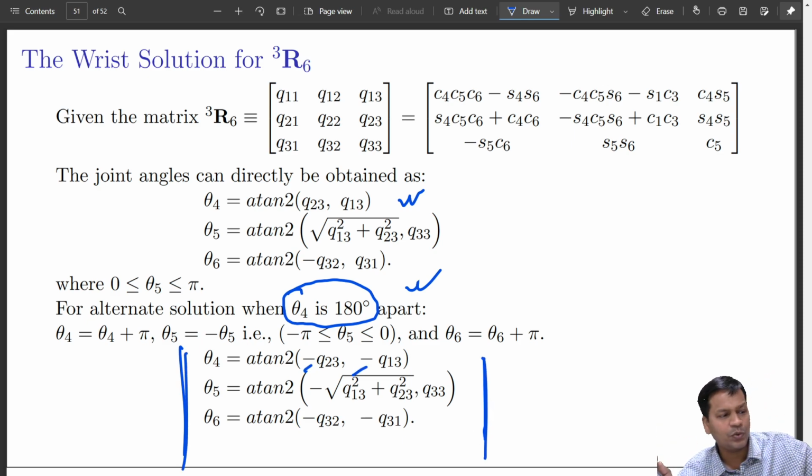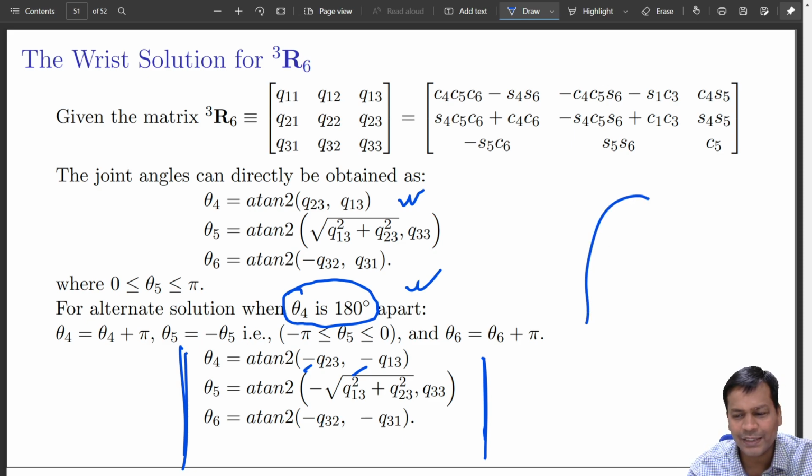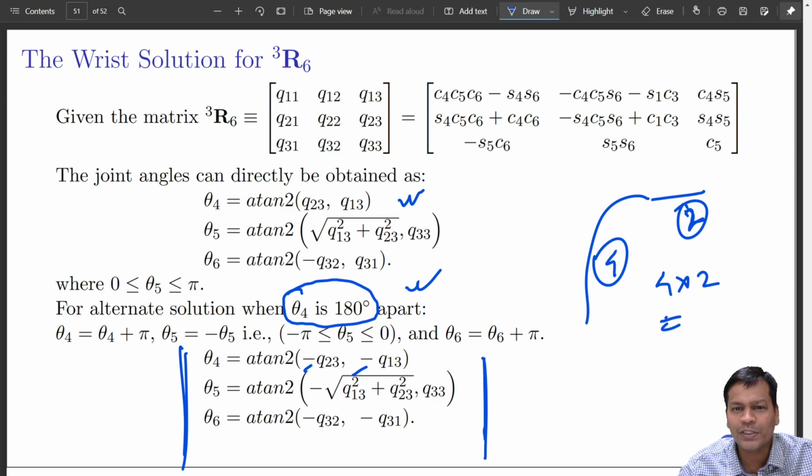So these are the two solutions for the last three axes. For the first three, how many solutions did you have? 4. So 4 into 2, that is 8 total solutions for this type of robot. 4 for the first 3 axes, 2 for the rest of them. So 8 solutions are possible for this type of robot.